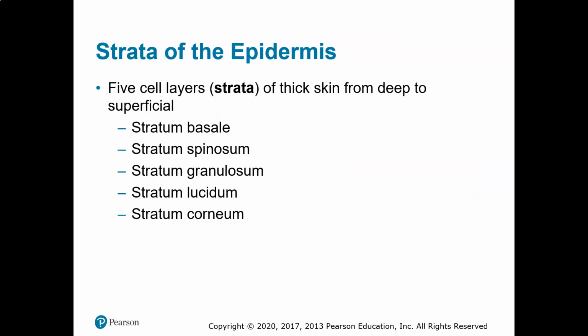These are the 5 layers of thick skin from deep to superficial. So this is actually backwards from how it really looks, if you were looking from top to bottom. Your top layer of skin, or most superficial layer, is the stratum corneum. Then there's the stratum lucidum under that, the stratum granulosum, the stratum spinosum, and the stratum basale, which has cells that are undergoing mitosis and dividing to replace the cells that are lost from the stratum corneum.